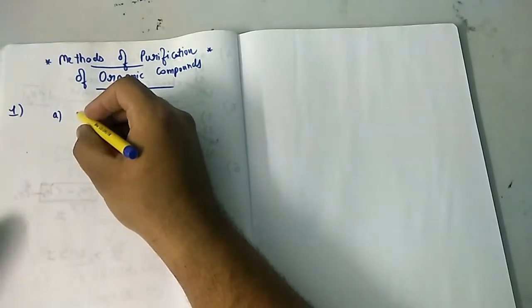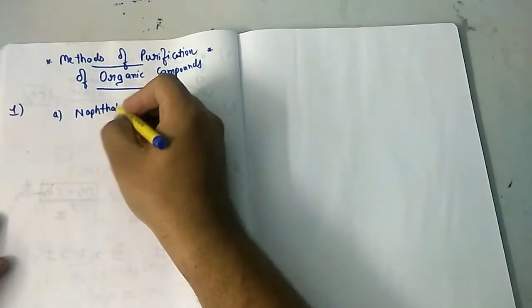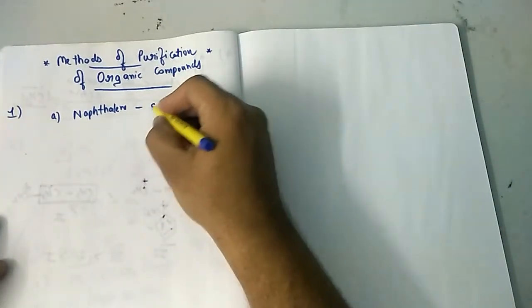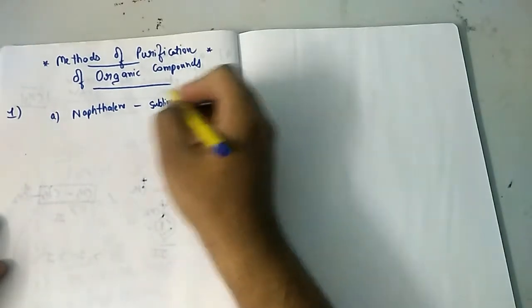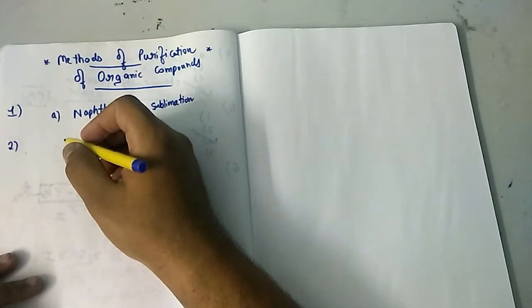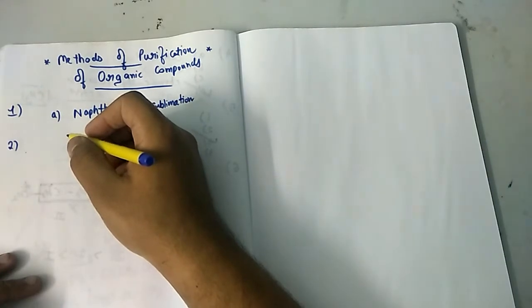We all know that this is a volatile compound, right? So naphthalene can be purified by sublimation. Simple. Question 2. The best method to separate the mixture of ortho and para nitrophenol is.